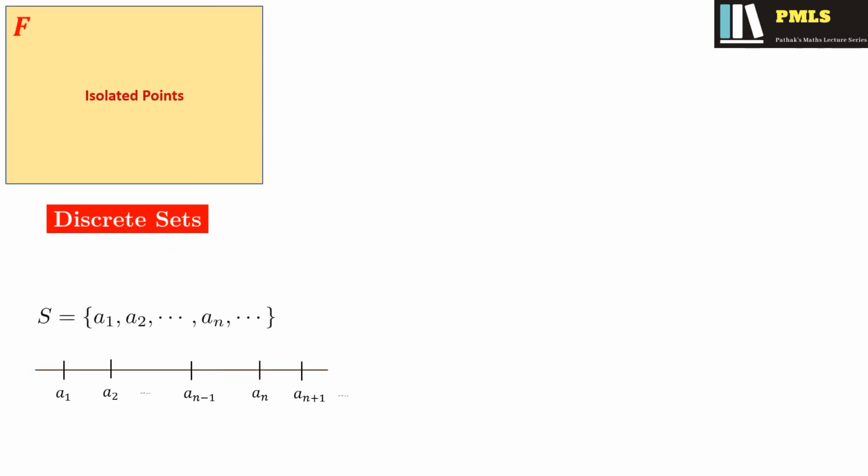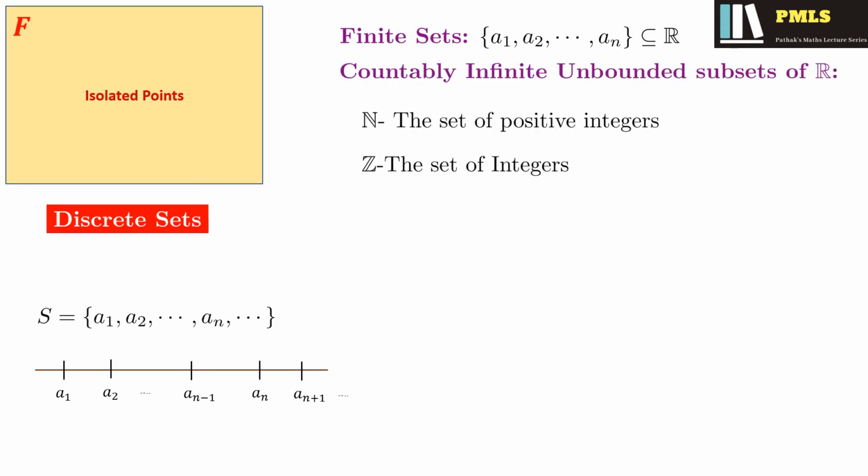Here you can easily notice that finite sets do fall in this category. That is, all finite sets are discrete sets with no limit points. We also have countably infinite sets falling into this category, such as the set of positive integers or the set of integers on the real line. These sets are also discrete sets with no limit points. It means all the elements of these sets are its isolated points, and therefore the sets are discrete. They also don't have any limit points.